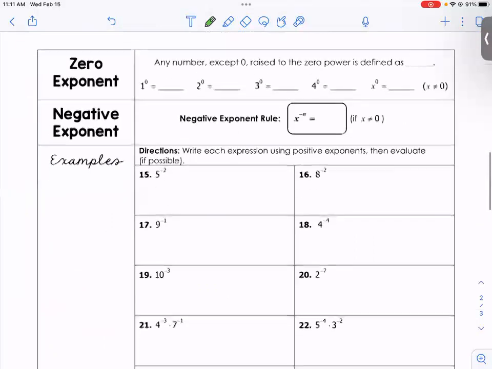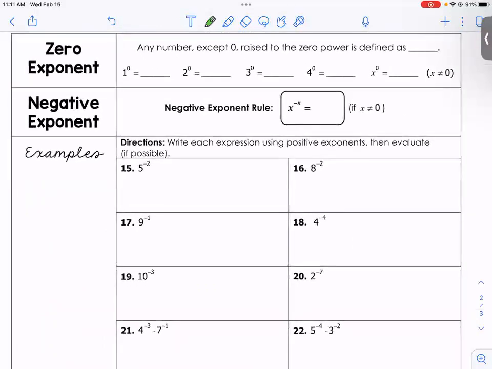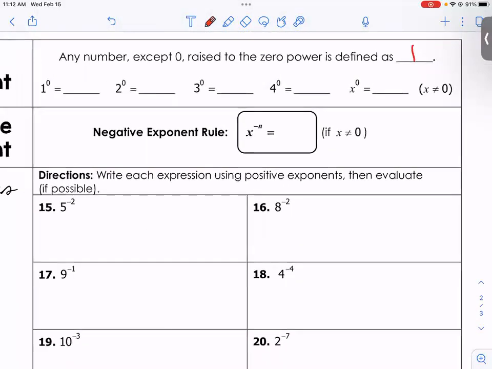So turn the page. Now you have to write this down. Page 3. Any number raised to the 0 power is 1. 1 to the 0 is 1. 2 to the 0 is 1. 3 to the 0, 4 to the 0. Anything to the 0 is 1.